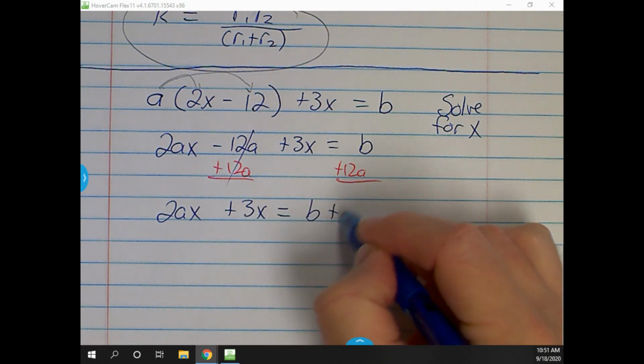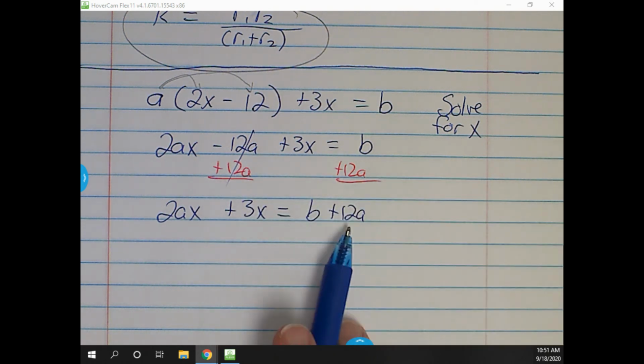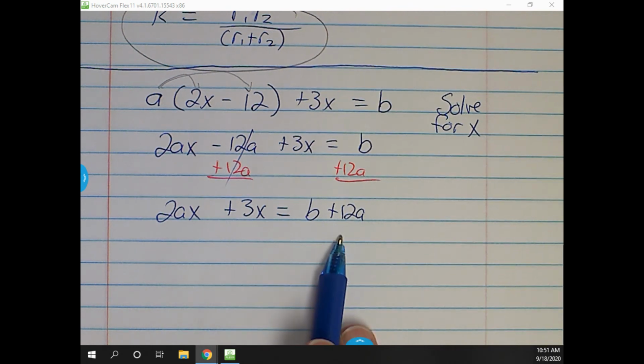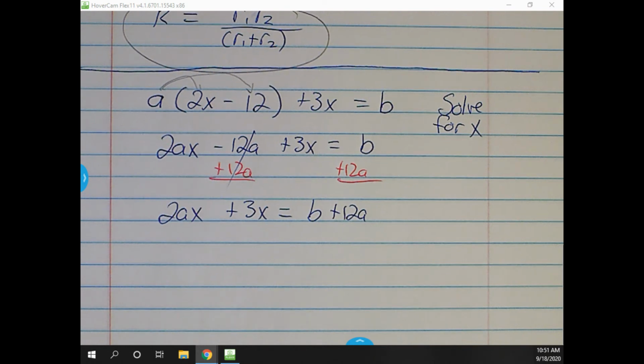And we'll do b plus 12a. And same thing over here. It doesn't matter if you do b plus 12a or 12a plus b. As long as the b is positive and the 12 is positive, which one's first does not matter. Either one's fine.